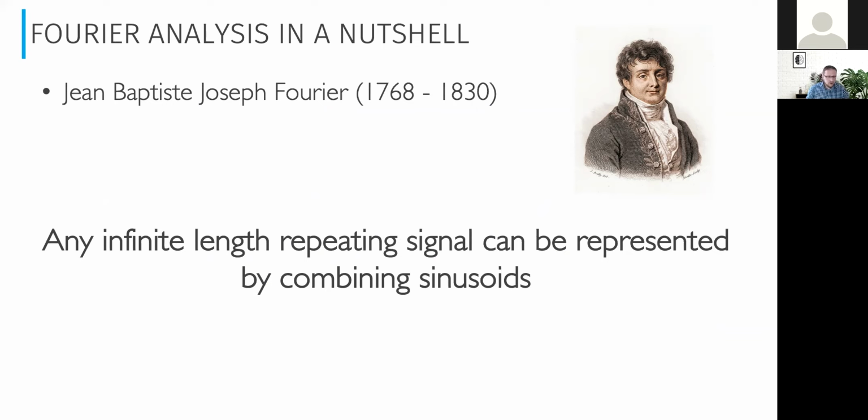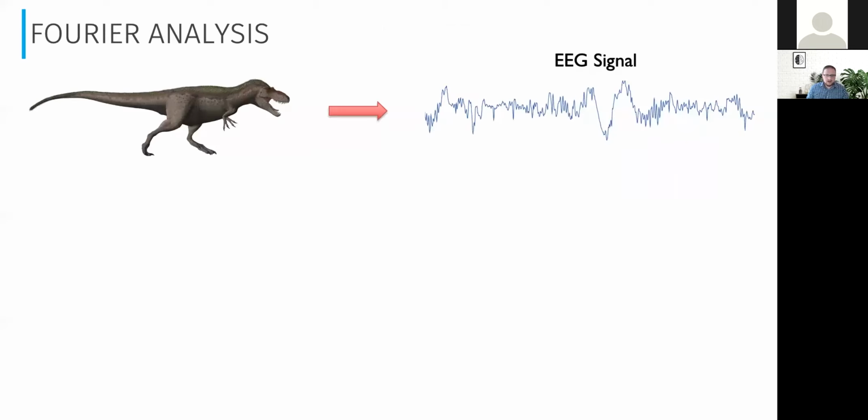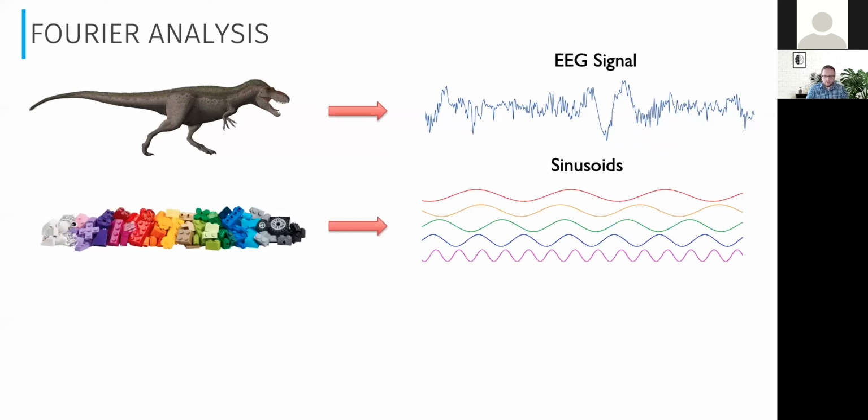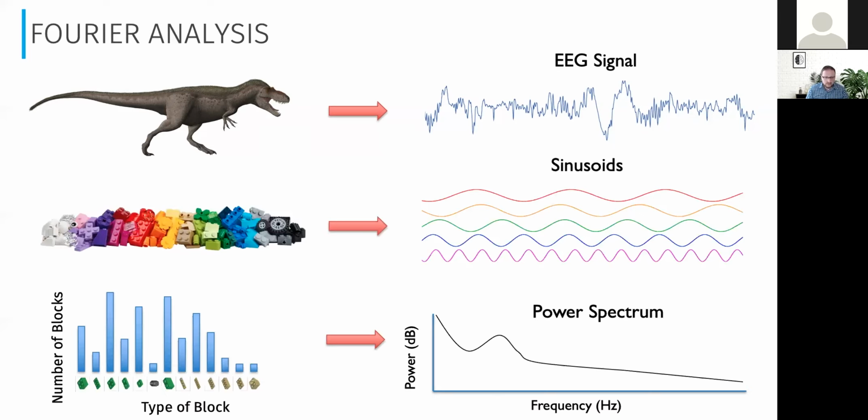So how does Fourier analysis apply to our problem? Going back to our Lego example, instead of the T-Rex that we're trying to represent, we have this EEG signal. Instead of Legos, we have a whole group of sinusoids that we're adding together. And instead of our list that tells us the number of blocks as a function of type of block, we have something called the power spectrum, which tells us how much each of these sinusoids contributes as a function of the frequency. A higher frequency means the sinusoid is going up and down faster.